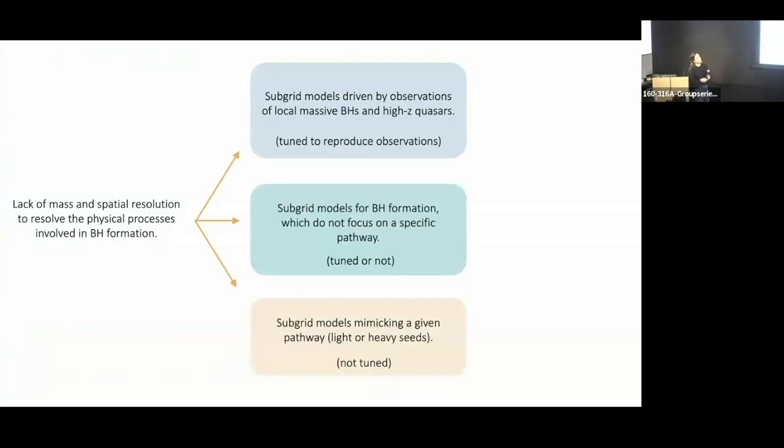The first one is what I call observationally driven subgrid models for the seeding. It's basically based on reproducing what we know about massive black holes in observations, from the local universe or high redshift quasars. Some models are a bit more physical, trying to form black holes at high redshift, for example by looking at the metallicity of the gas, because we want to form black holes in pristine or metal poor gas. And then there are models that mimic one given specific model and try to understand what the demographics of black holes formed through this model would be. And I guess these ones are not tuned, ideally.